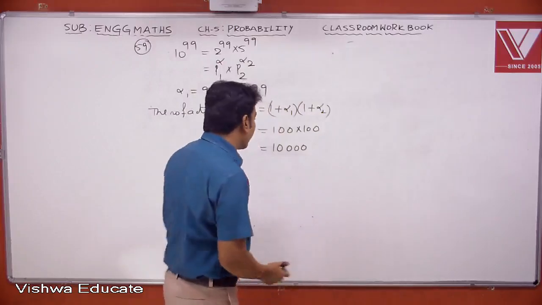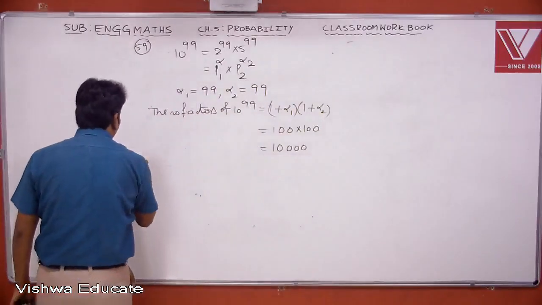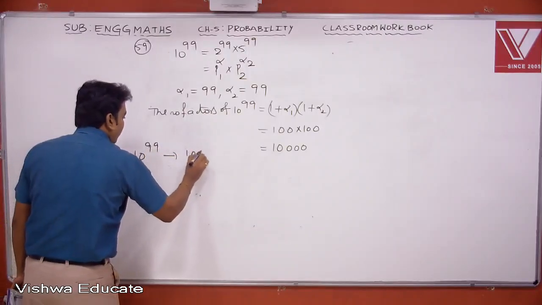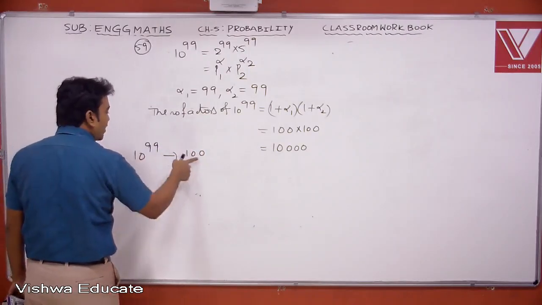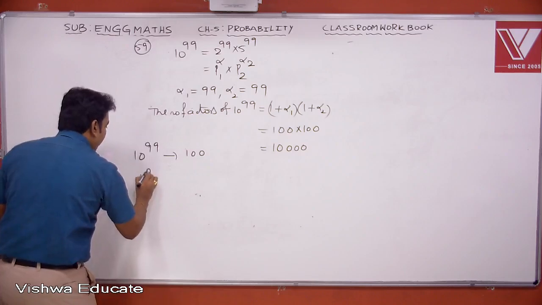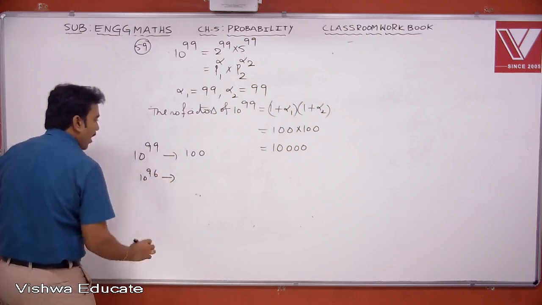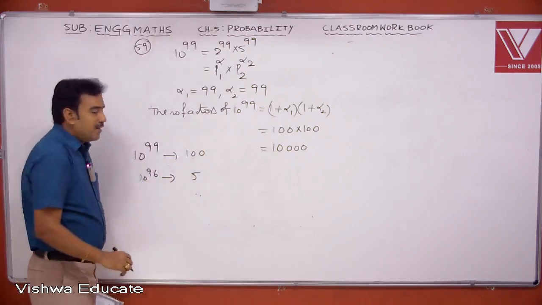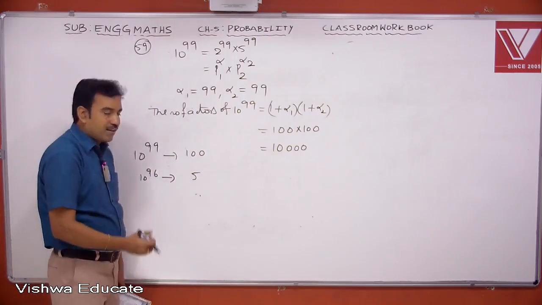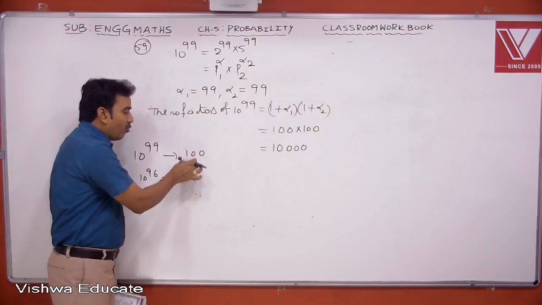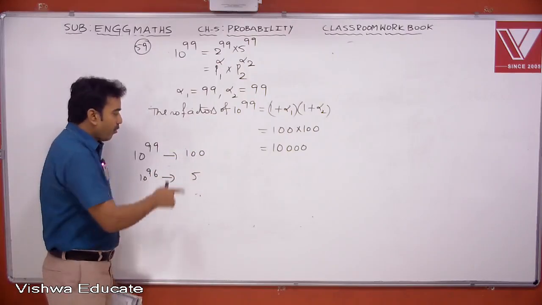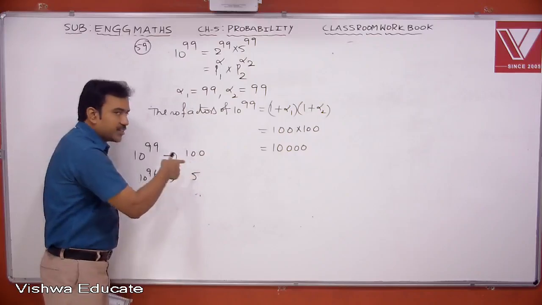Let me tell you one simple example. In place of 10^99, I will take 100, for example, though I am not saying that 10^99 is 100. In place of 10^96, I will take 5. So my question is reduced to this: what is the probability that a divisor of 100 is a multiple of 5?